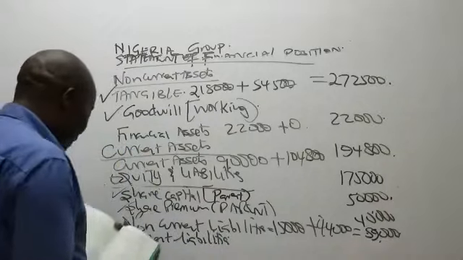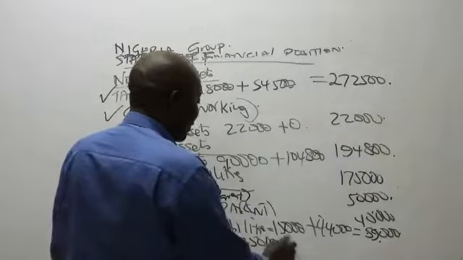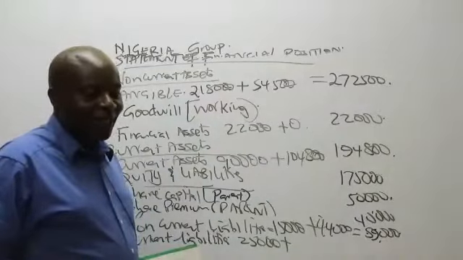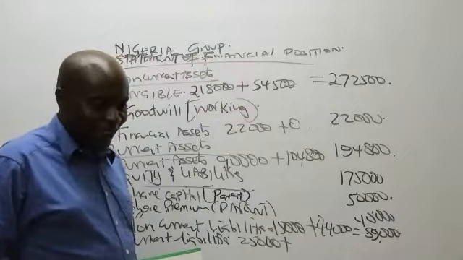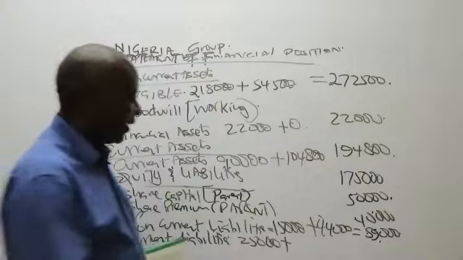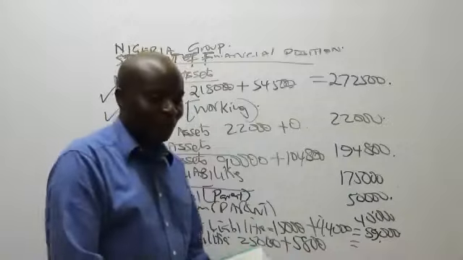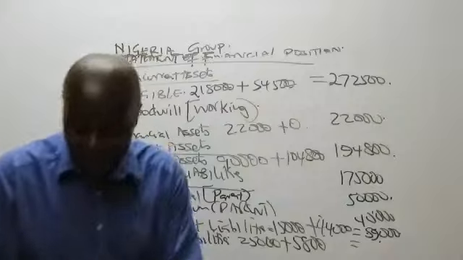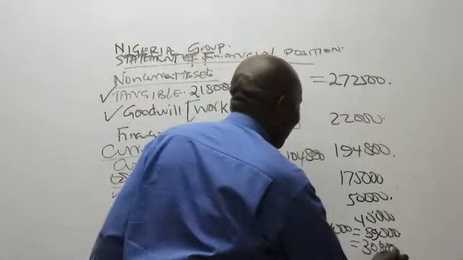For the current liabilities, I will pick the one of the parent, which is 25,000, plus the one of the subsidiary. How much is the subsidiary's current liability? 5,800. Thank you very much. So how much will this come to? 3,800.